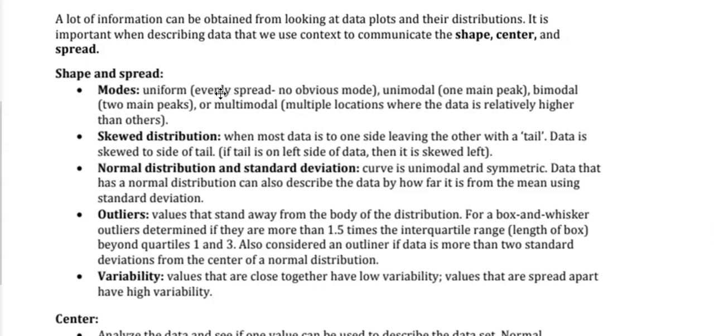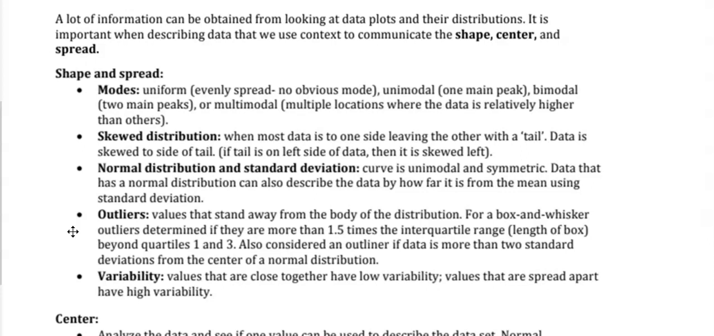If your data is evenly spread out, then it's considered uniform. If you're looking at the histogram and it has one peak, it's unimodal. Bimodal has two peaks, and multimodal has multiple locations where the data is relatively higher, so multiple peaks. Then we have a skewed distribution. When most of your data is to one side, leaving the other side with a tail, the data is skewed to the side of the tail. A normal distribution happens when the data is symmetric and unimodal.